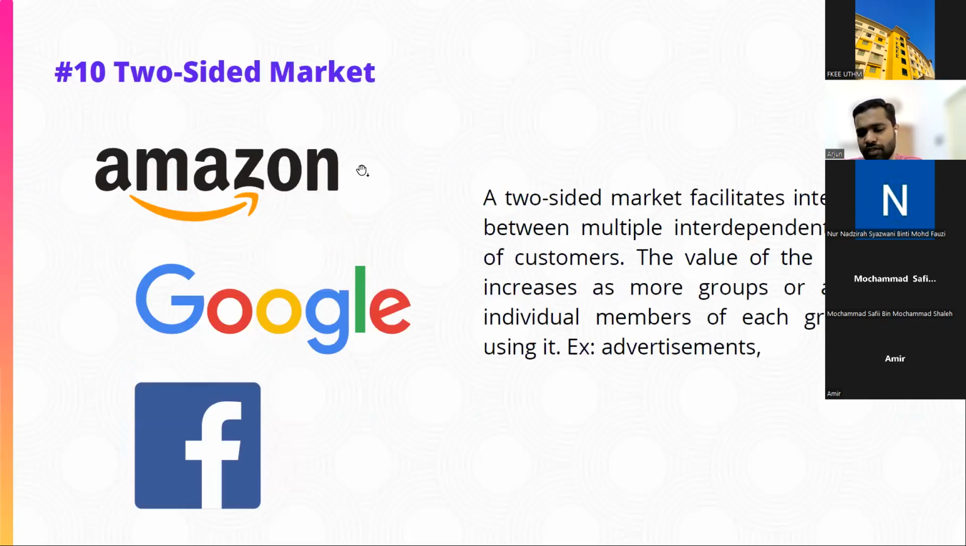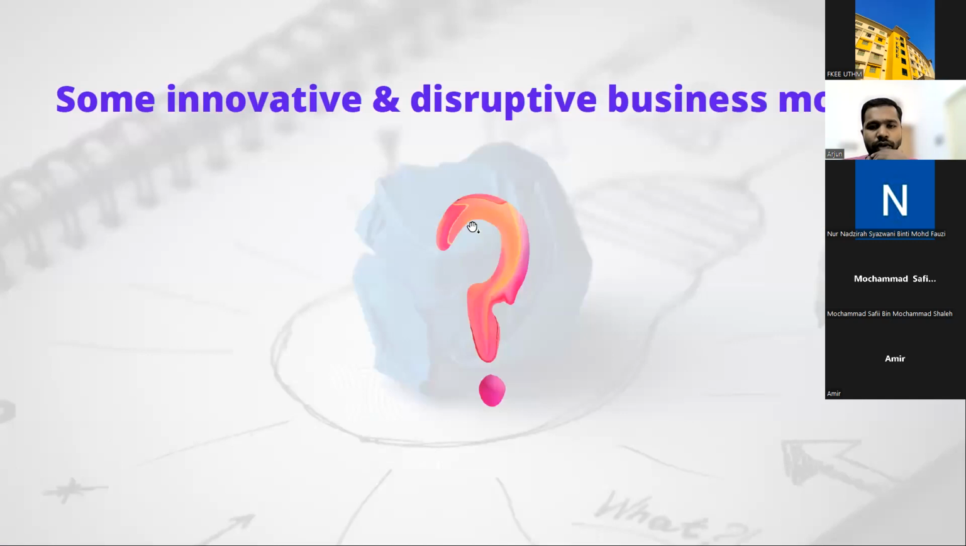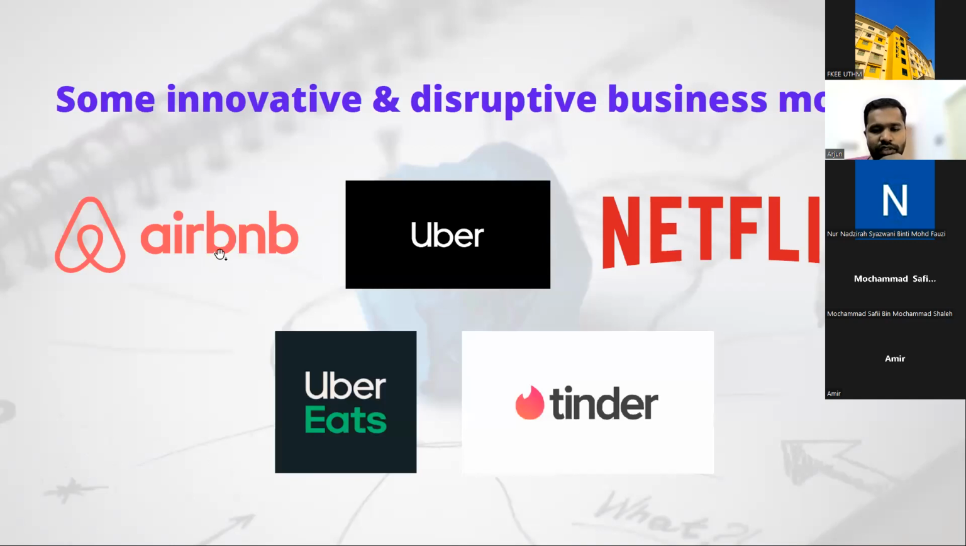Two-sided market is also very similar to e-commerce. Basically, a two-sided market just means it helps you connect with a buyer or a seller using a digital platform. So let's see some disruptive business models in recent days. You can see Airbnb, Uber, Netflix, Uber Eats, Tinder. We call them disruptive business models because they didn't come up with any new technological innovation.